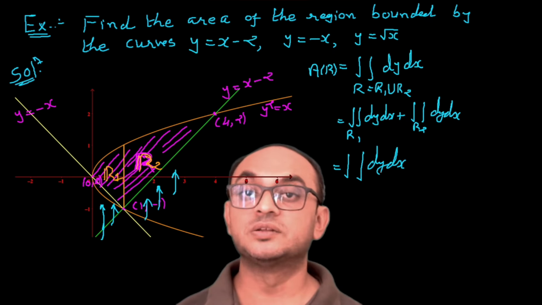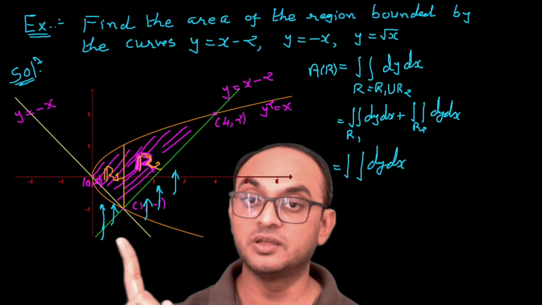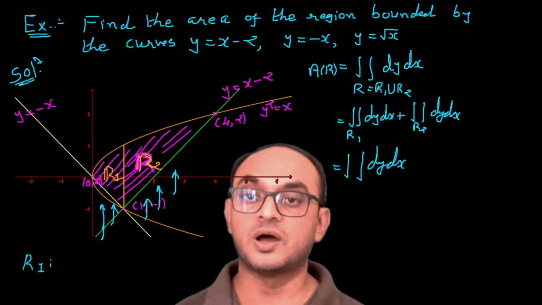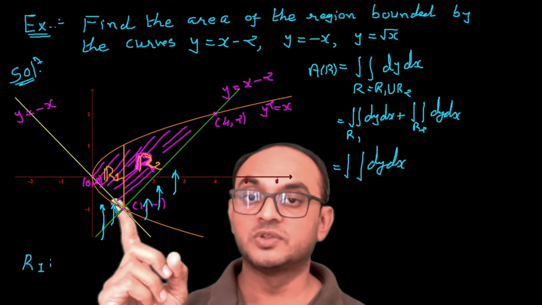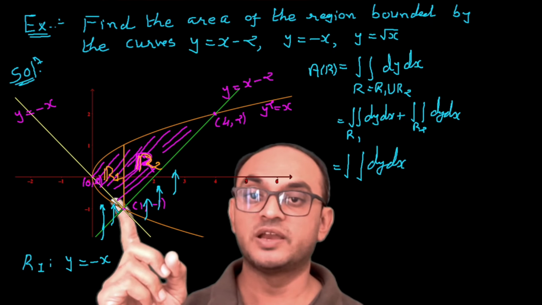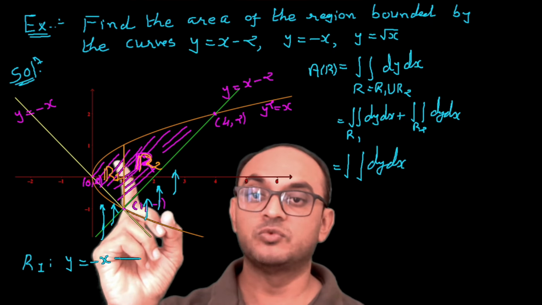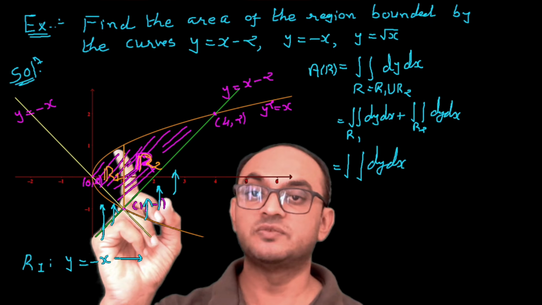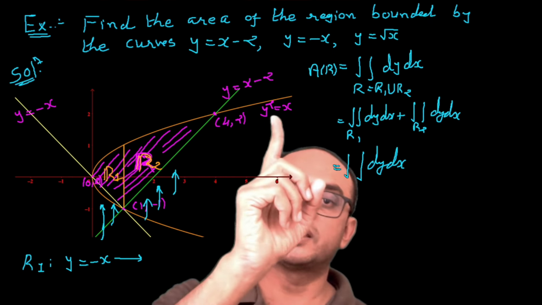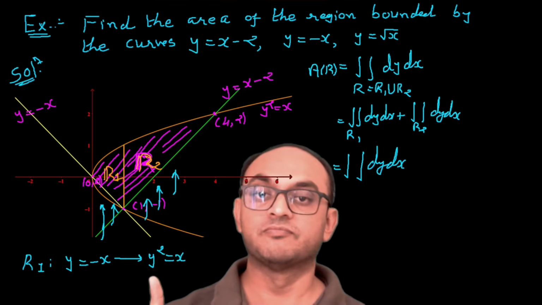Now let us write the limits for the region R1. For R1, what is happening? You are entering from this curve, y is equal to minus x. So y is equal to minus x is my entry. You are moving in the upward direction and we exit from this curve. What is the equation of this curve? y square is equal to x.